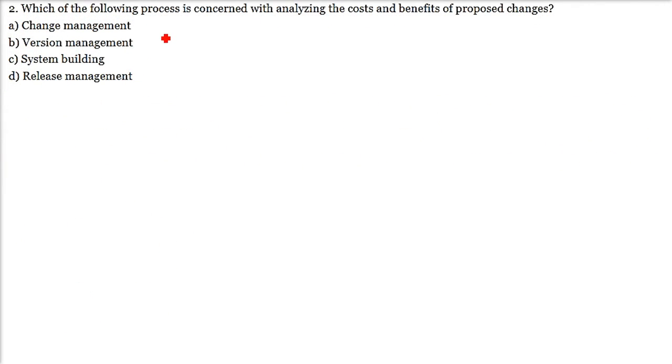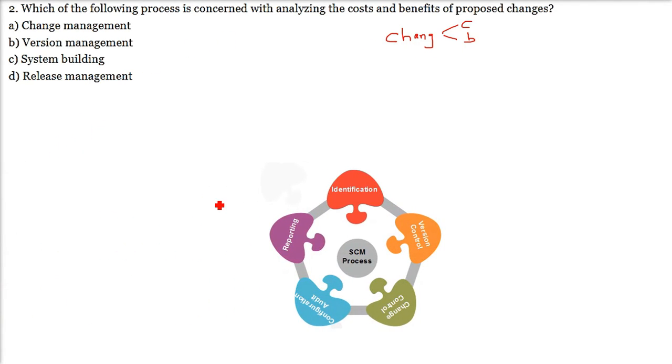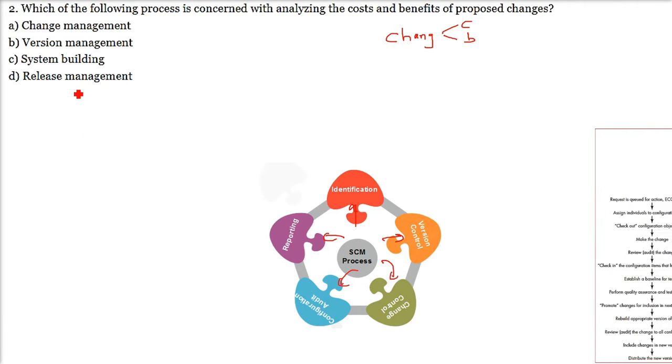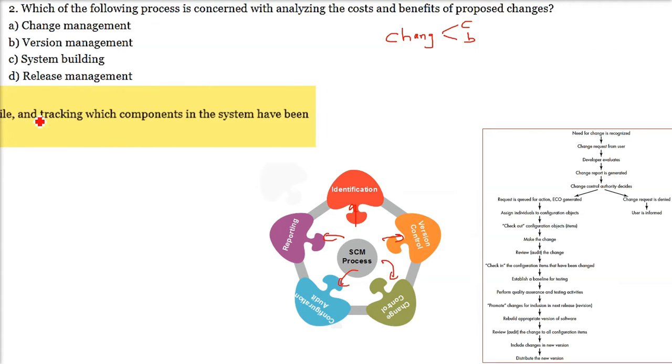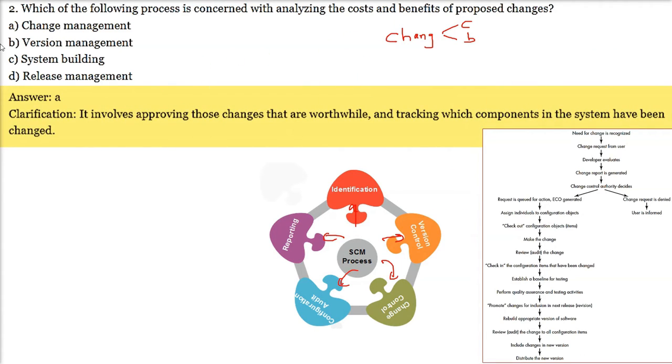Which of the following process is concerned with analyzing the cost and benefits of proposed changes? So we are talking about the cost benefit analysis of the proposed changes. The changes can be done, changes cannot be done, it can be denied. So in SCM we have identification, version control, change control, configuration audit, reporting. So all this is the whole process of change. So the answer here is change management.